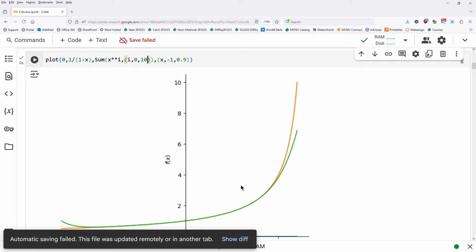Notice that the green curve is getting closer. Let's go all the way to x to the 20th, and we get this. Look at that. They're almost on top of one another. They diverge down there and at the very ends.